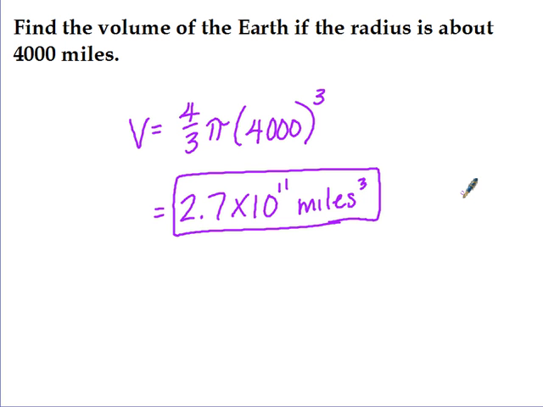You just take the volume formula, plug in the radius, just like you would with circles, and you get your answer. If you have any questions or need any extra practice, there's plenty of exercises or activities to do.